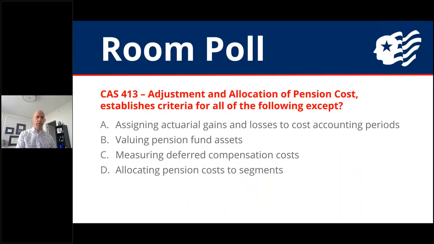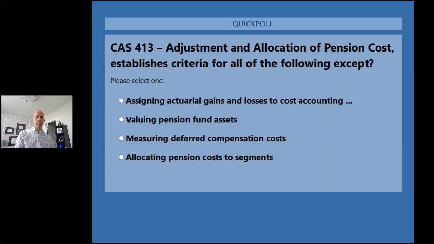All right, another polling question here, Liz. All right, that sounds good. So we're launching our 5th poll question. Cost Accounting Standard 413, adjustment and allocation of pension costs establishes criteria for all of the following except. And since you have the slides up on your screen, you want to go ahead and just let us know that full response, the full first response, what that says. Assigning actuarial gains and losses to cost accounting. I think it said for future accounting periods. Yeah, sorry, I was on mute just talking away.